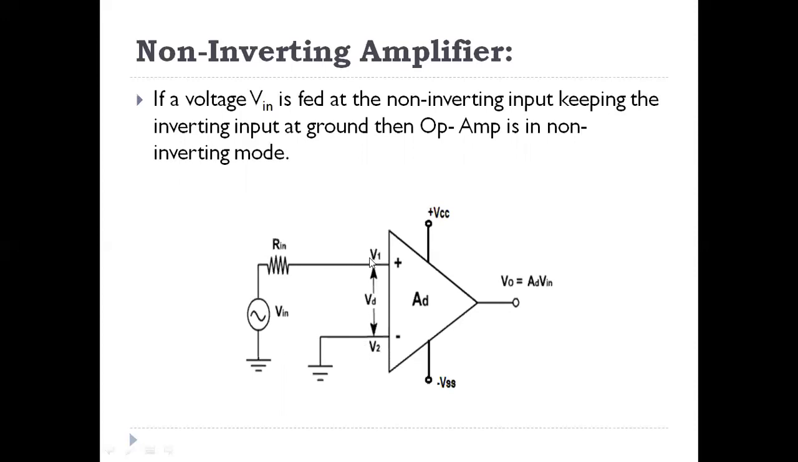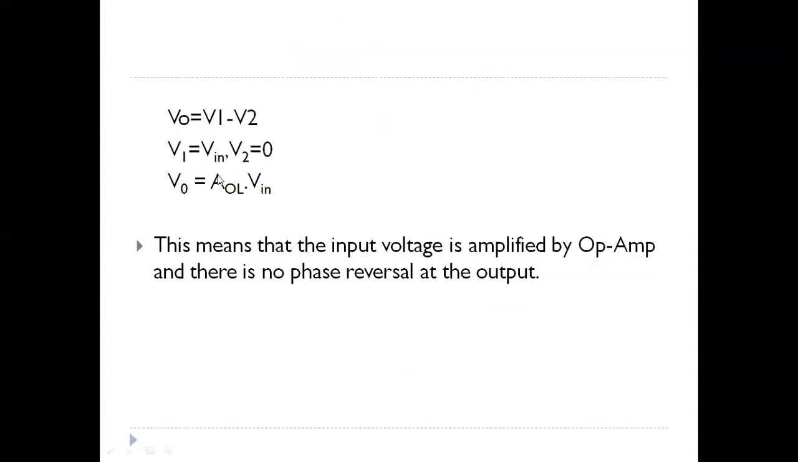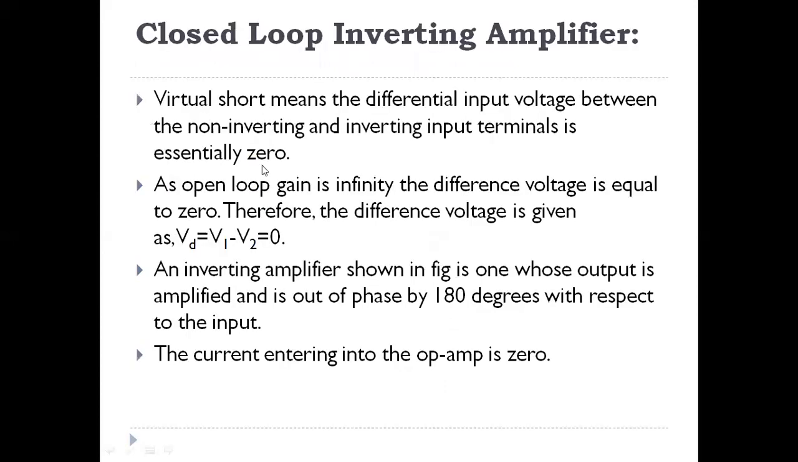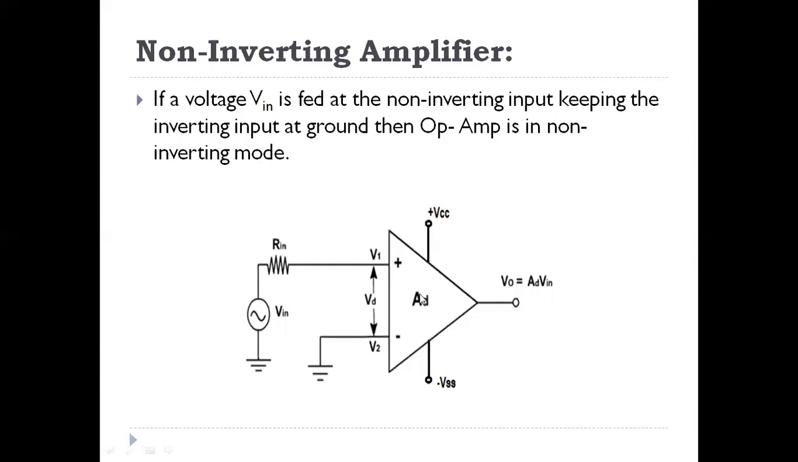So here V1 is equal to Vin, V2 is equal to 0 because this is connected to ground. So what is the output? We have the equation V0 is equal to AD into (V1 minus V2).